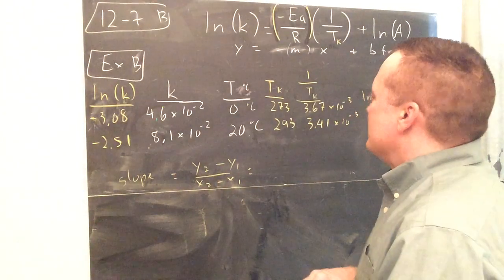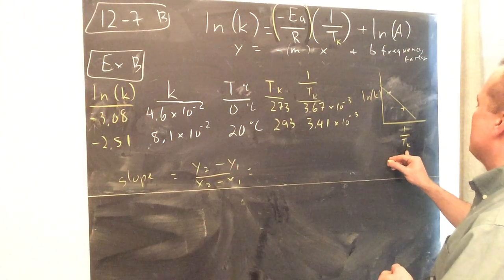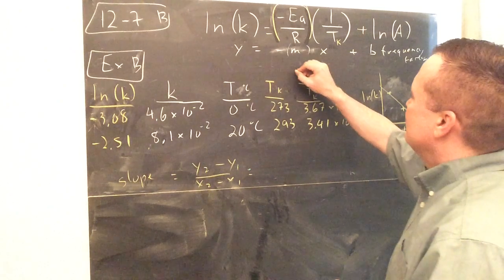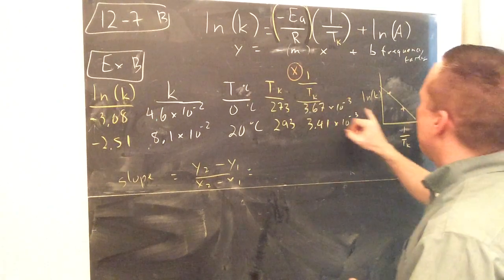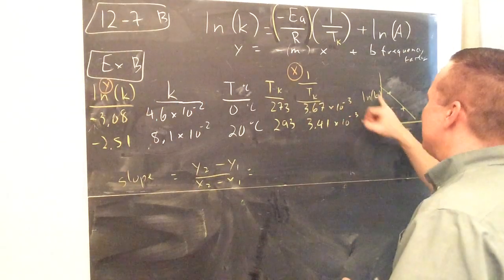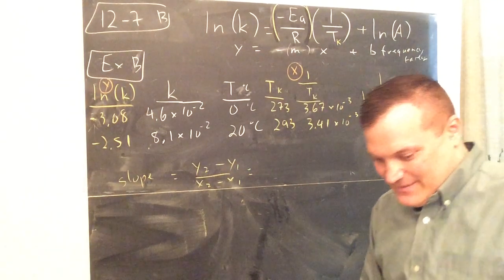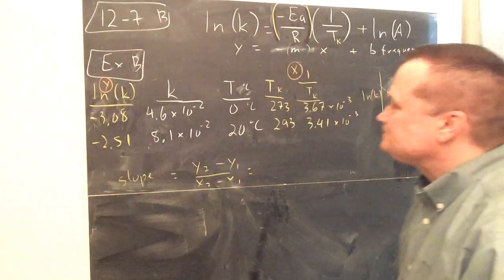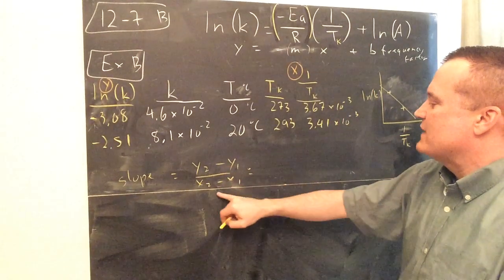Okay, so your X-axis is 1 over temperature in Kelvin. Your Y-axis is LNK. That's why I draw this, to make sure it helps me to not make a goofy mistake. All right? So Y2 minus Y1 over X2 minus X1.